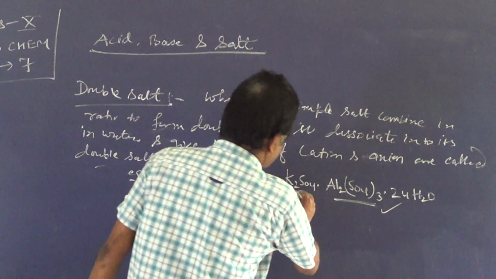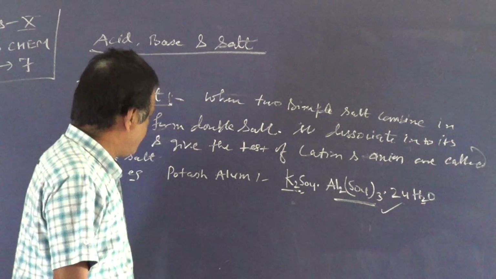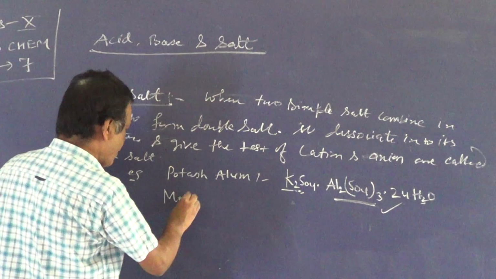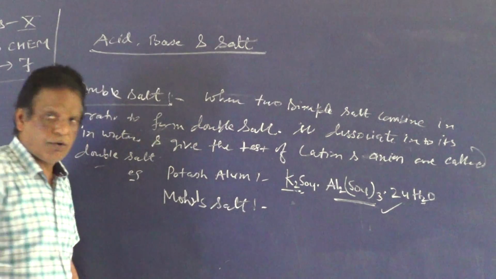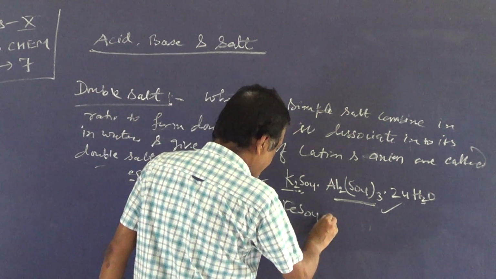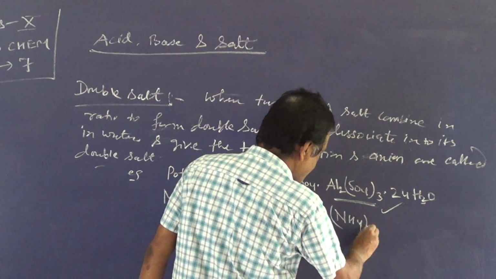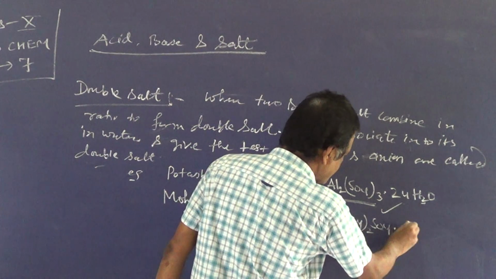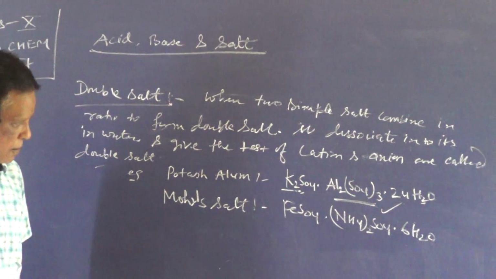Okay, potash alum is K2SO4.Al2(SO4)3.24H2O. Then Mohr's salt. What is the chemical formula of Mohr's salt? FeSO4.(NH4)2SO4.6H2O. This is the chemical formula of Mohr's salt.